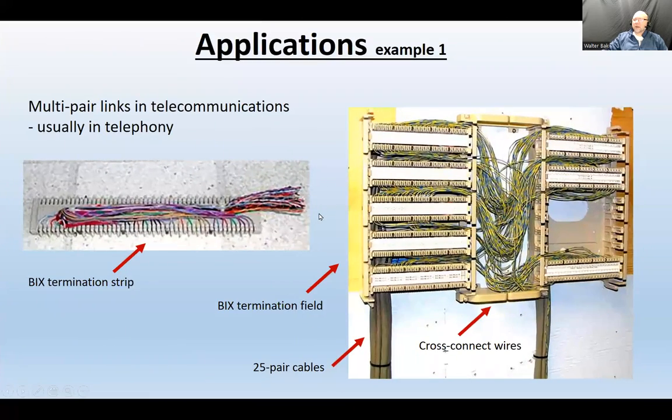All right. Applications, example 1, for the 25 pair cable. Over here, you can see something that is called a BIX frame, and we will play with that BIX frame when we terminate that 25 pair cable onto the wafer or BIX termination strip. Here's the BIX termination field. And BIX stands for Building Industry Cross Connect.